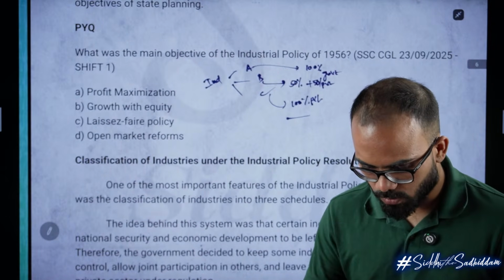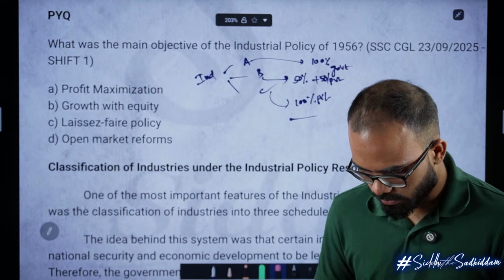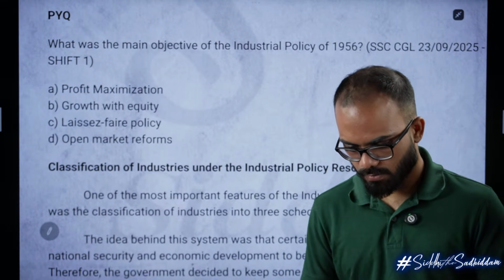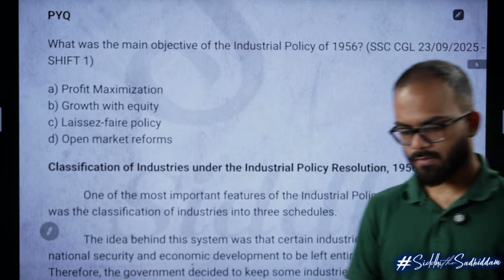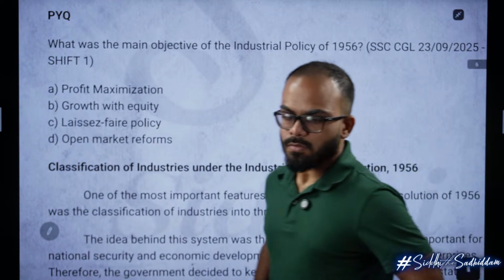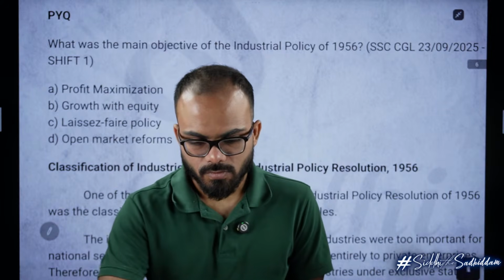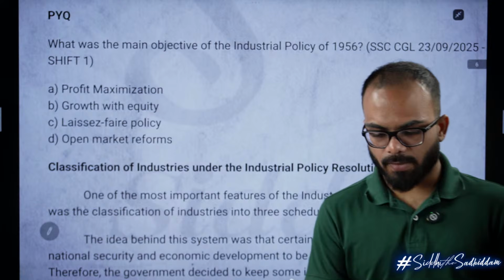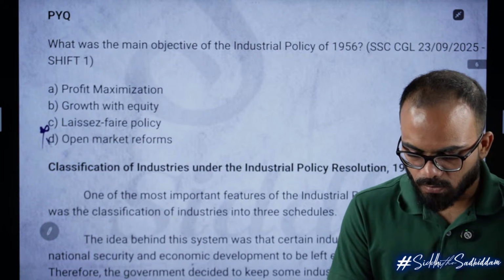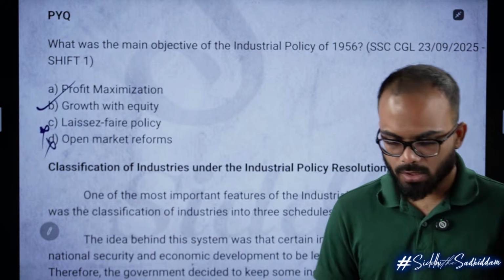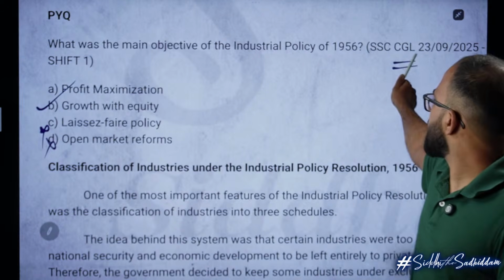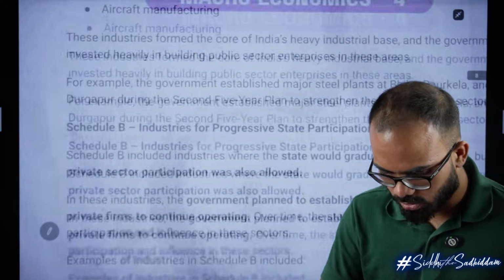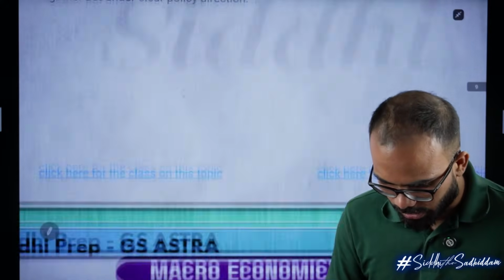Please see this PYQ. Please solve this question. What was the main objective? Profit maximization, laissez-faire policy, market reforms, or growth with equity? And this is a CGL previous year question. So I'm not writing random questions in the classroom and asking you to solve them. I am showing you the real PYQs itself.